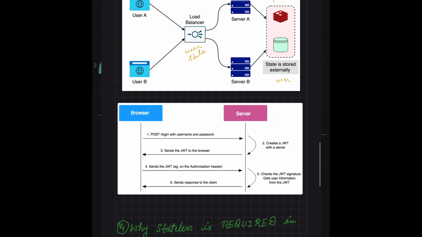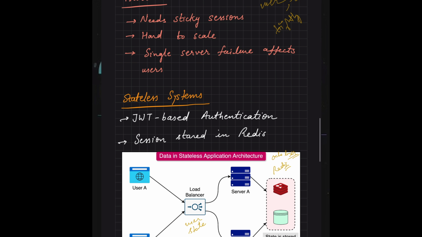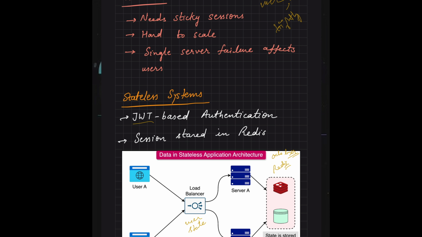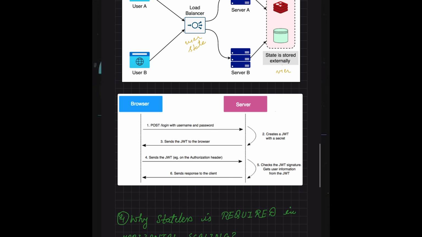So how do we authenticate the user in a stateless architecture? Because the server needs to identify whether this user is genuine or not. For that purpose, how do we achieve it? It's JWT based authentication. JWT is JSON Web Token. So how do we achieve the authentication through this token?